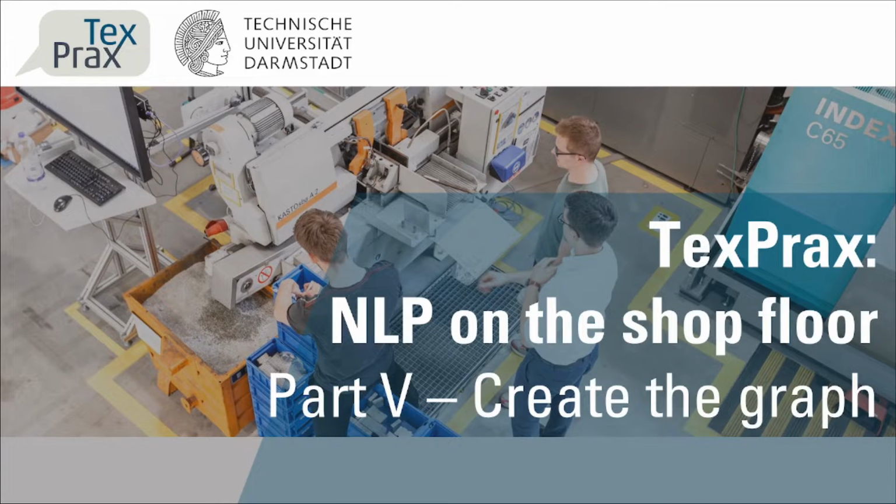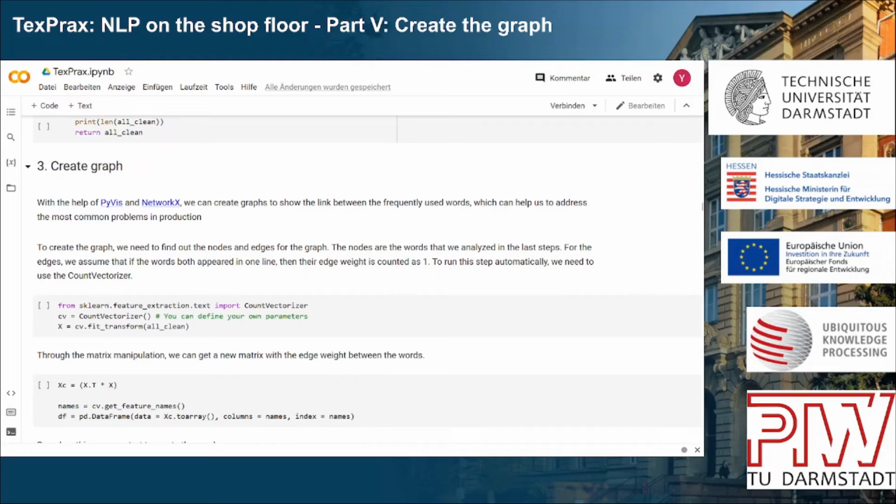In the fifth video, we will go to the last step of the document clustering and see how we can create a word graph based on the text data. So now, after getting all the data from data preprocessing, we can start to create a graph. In this part, we will need two libraries. One is Pyvis, the other one is NetworkX. As before, you can check the documentation through the links.